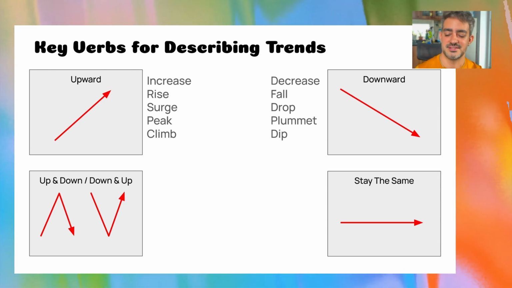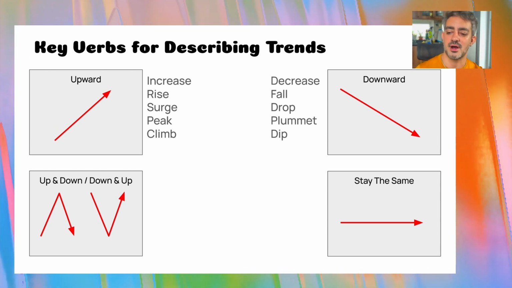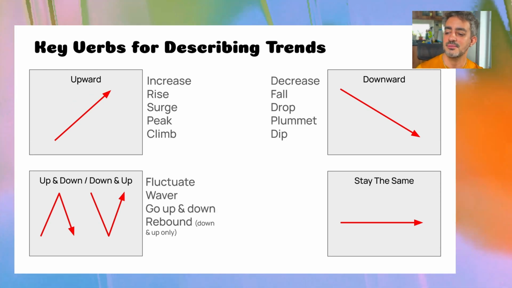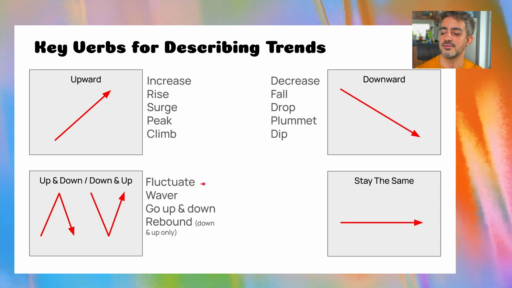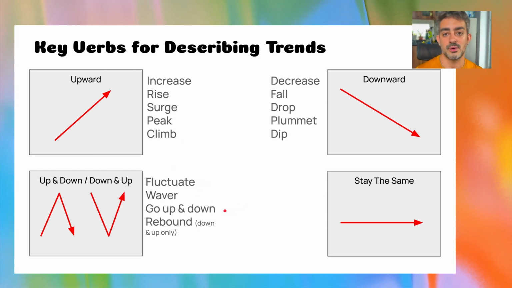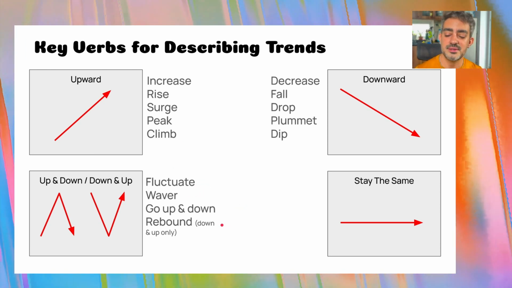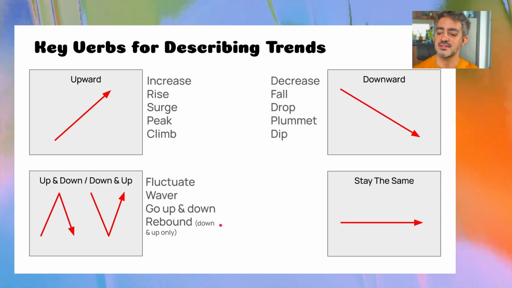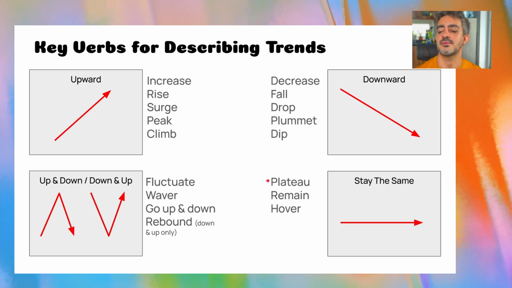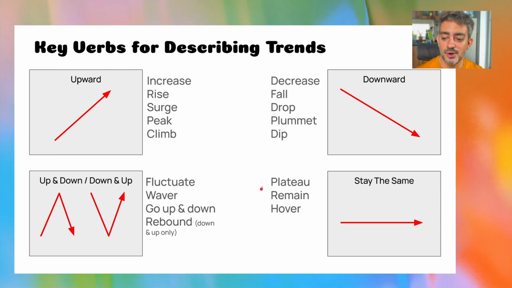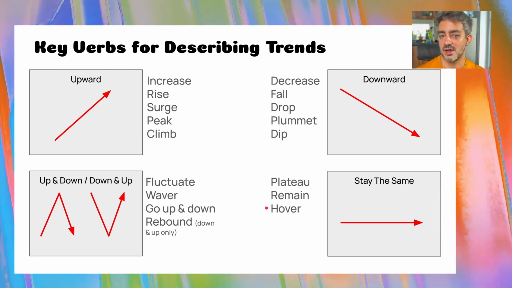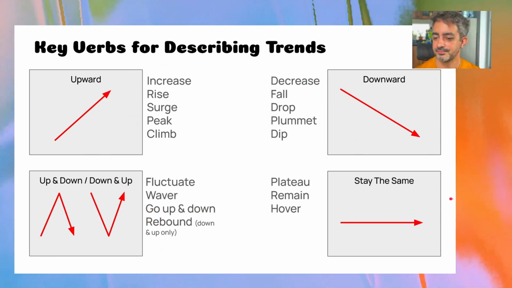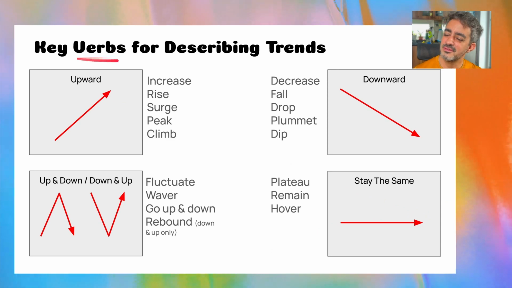Downward movement: decrease, fall, drop, plummet, or dip. Up and down movement, or down and up, could be fluctuate, waver, go up and down, or rebound, which means to go down and up. And to stay the same or similar, we'd say plateau, remain, or hover. Now, these aren't all of them. These are some examples of them. But these are all verbs.